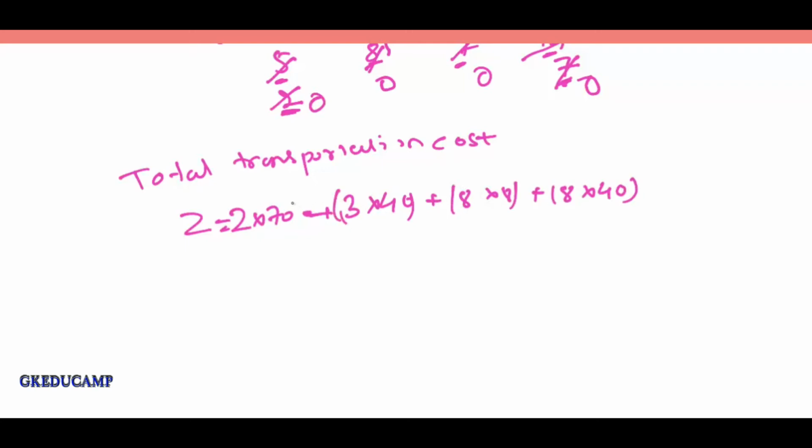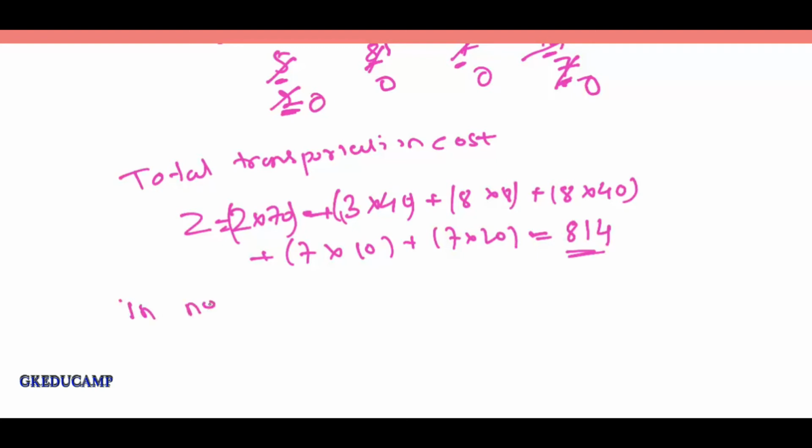First solve the bracket terms and afterwards add them. 7 into 10 plus 7 into 20 is equal to, we will get 814 as the total transportation cost. This cost is less by 201 rupees as compared to the cost obtained by the northwest corner method.